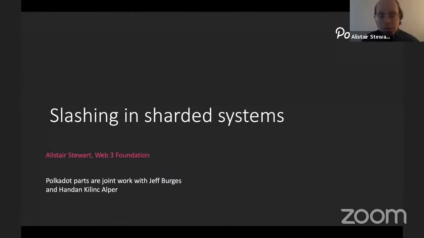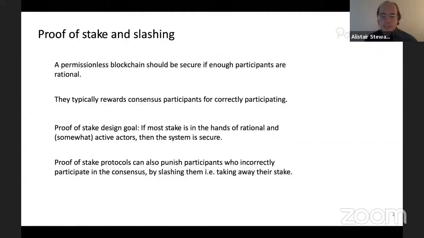So I want to talk about slashing in proof-of-stake systems, particularly ones which are sharded. I think it's still a surprisingly open question whether slashing is a good idea in the first place, so I want to address that as well. And of course, I want to talk a bit about the system that I'm working on, Polkadot, and how this applies to that. So, the basics.